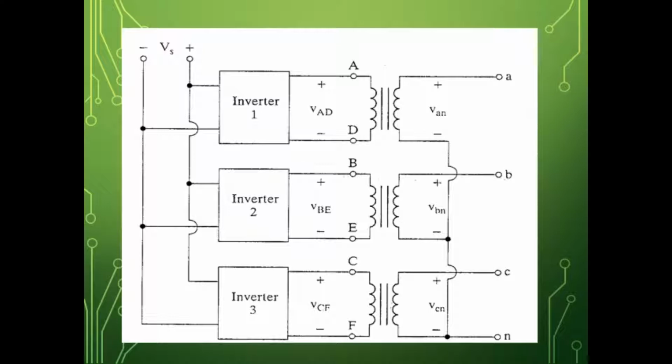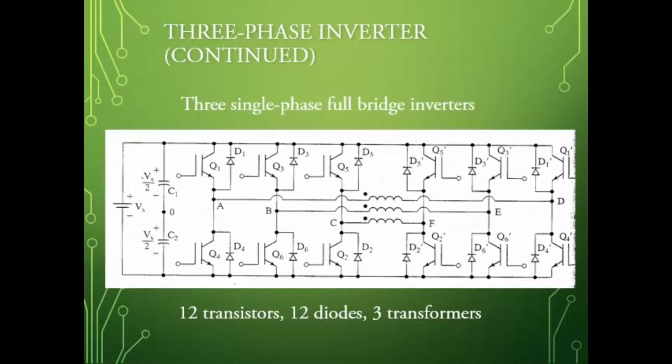So if we consider this arrangement, a full bridge inverter needs 4 transistors. So if we use 3 full bridge inverters, we need to have 12 transistors. If it is an inductive load, we will have 12 diodes. So this would be the arrangement of a three-phase inverter if we connect 3 single-phase inverters in the same way as shown in the previous slide.